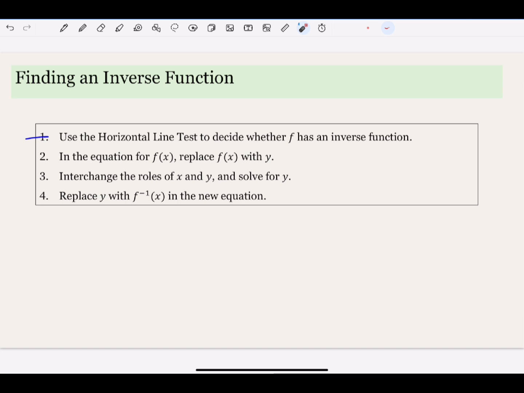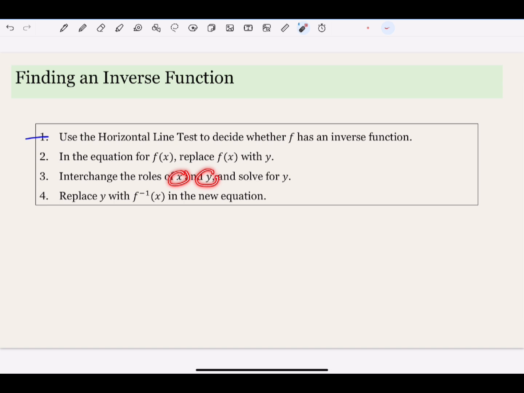Once you confirm that the function has an inverse, then you can go ahead and do the algebraic process to find the inverse. Step number 2 actually gives you the first step of the algebraic process. The first step is to replace your f of x by y. The next step is to switch the variables, so you have to interchange the roles of x and y.